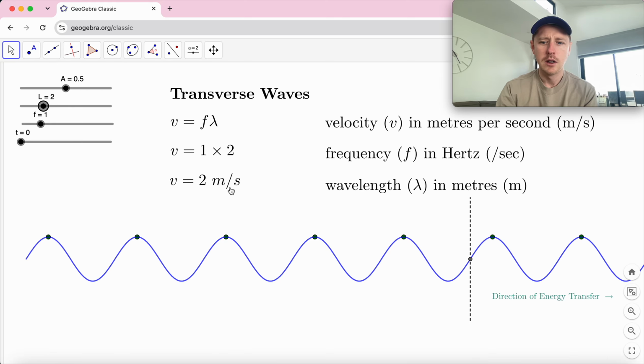Let's make it 2. Okay, the frequency is a little bit tricky. Now remember, this is just per second.